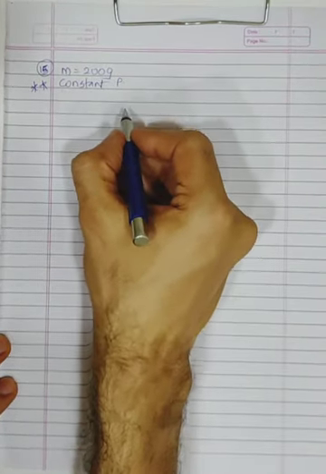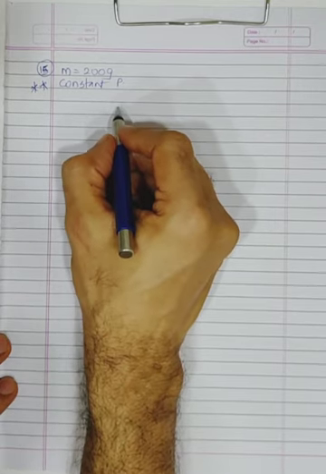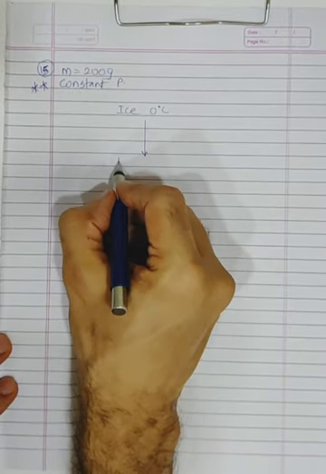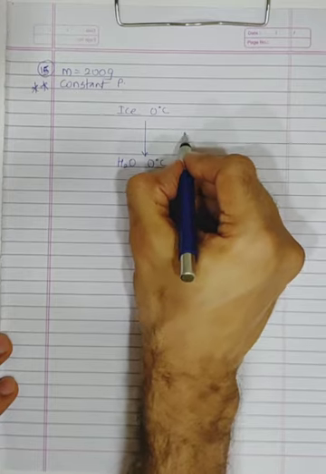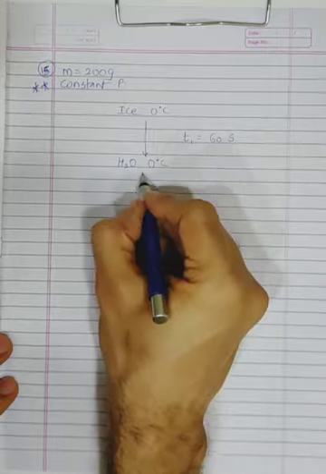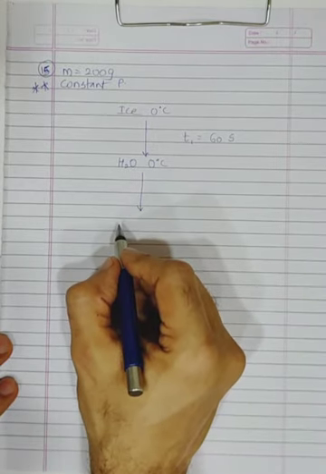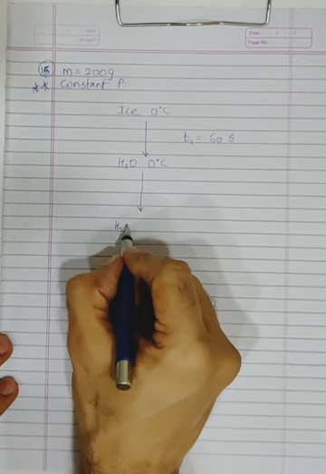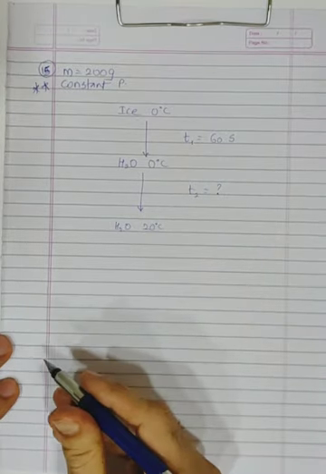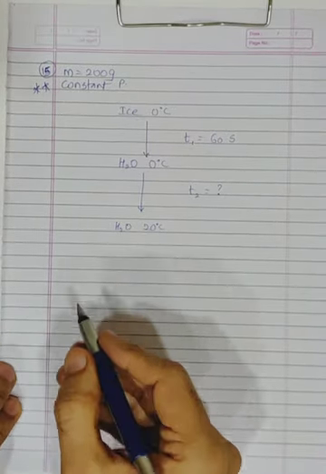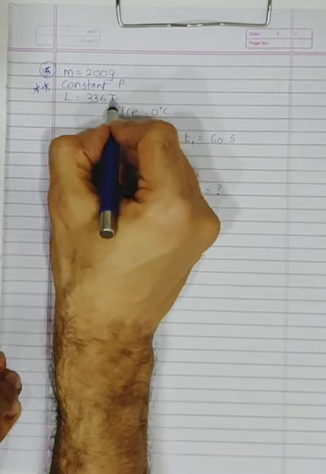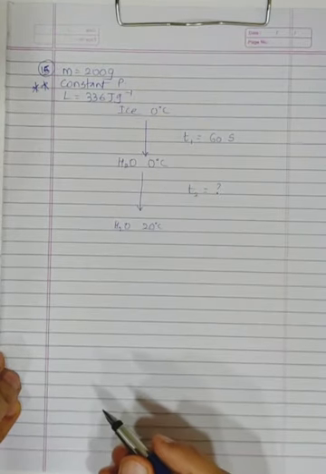See, what does this problem mean now? First they are saying we had ice at 0 degree. So ice at 0 got converted into water at 0 degree. In how much time? It took 1 minute, which is 60 seconds. Then we converted water at 0 into water at 20 degree. How much time did this take? We have to find out. That's the question. You are given the mass, you are given L. L is given as 336 joule per gram.